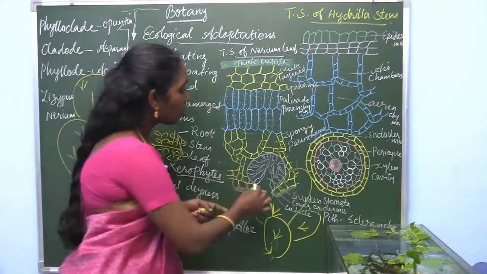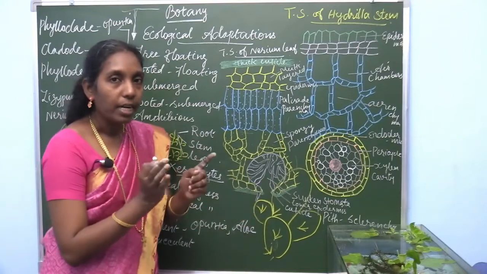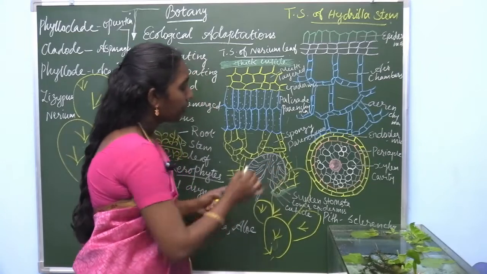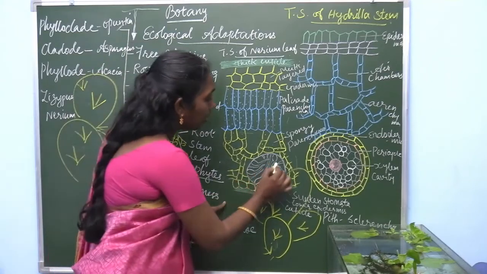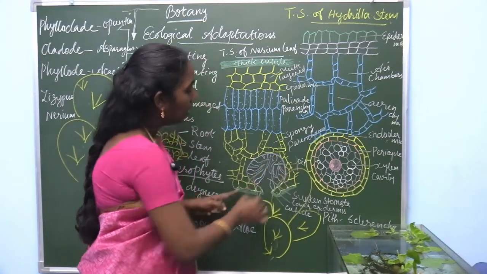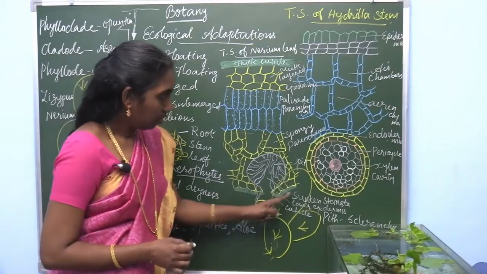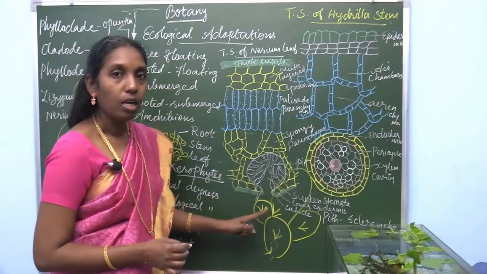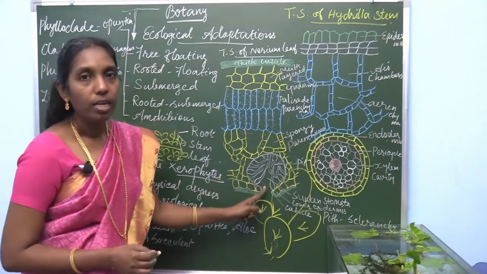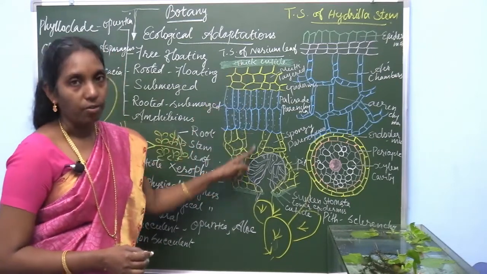Another example, sunken stomata. Sunken stomata are seen only in the lower epidermis, in a sunken pit which contains a number of hairs. This is the pit, the sunken stomata. And this is the lower epidermis, and this is the cuticle outer to the lower epidermis. So these are the adaptations observed in xerophytes.